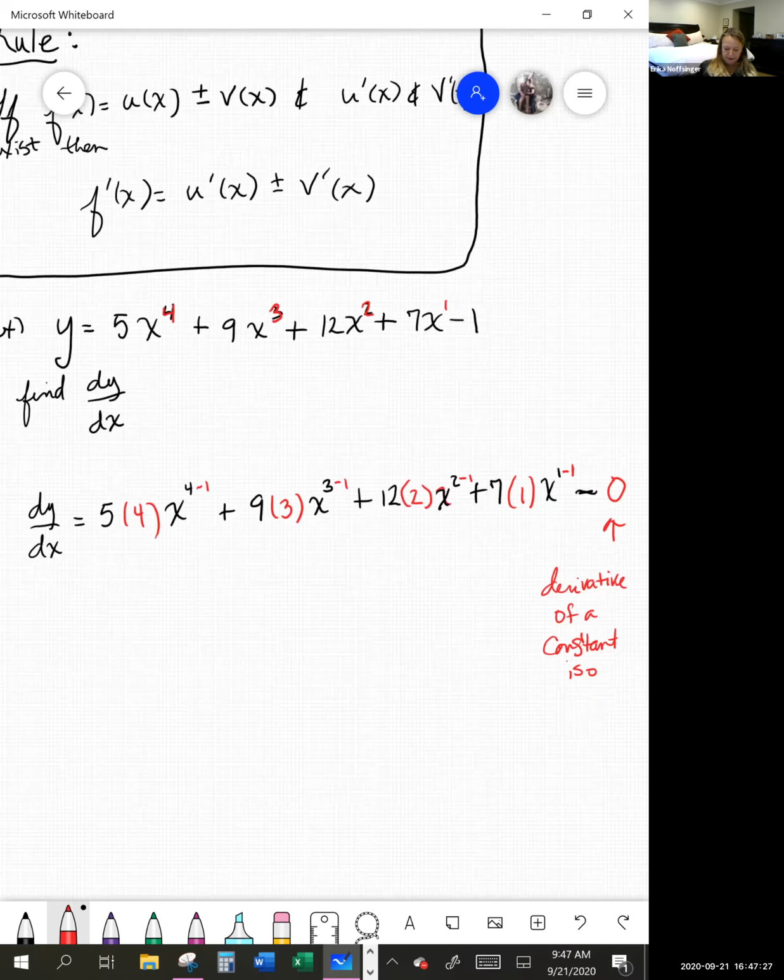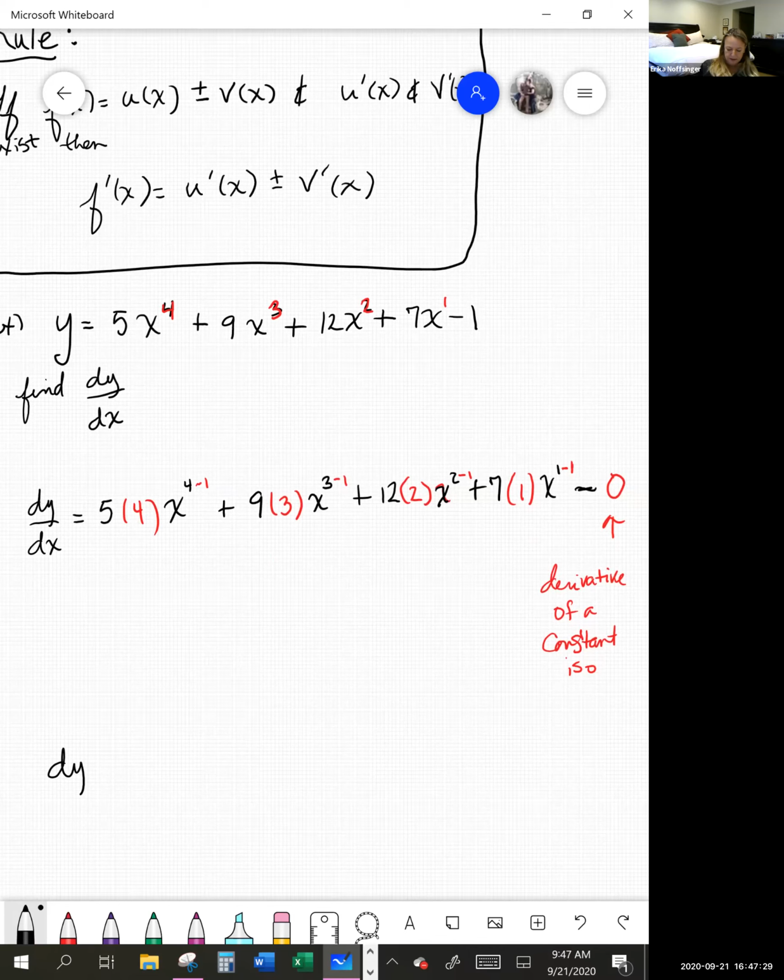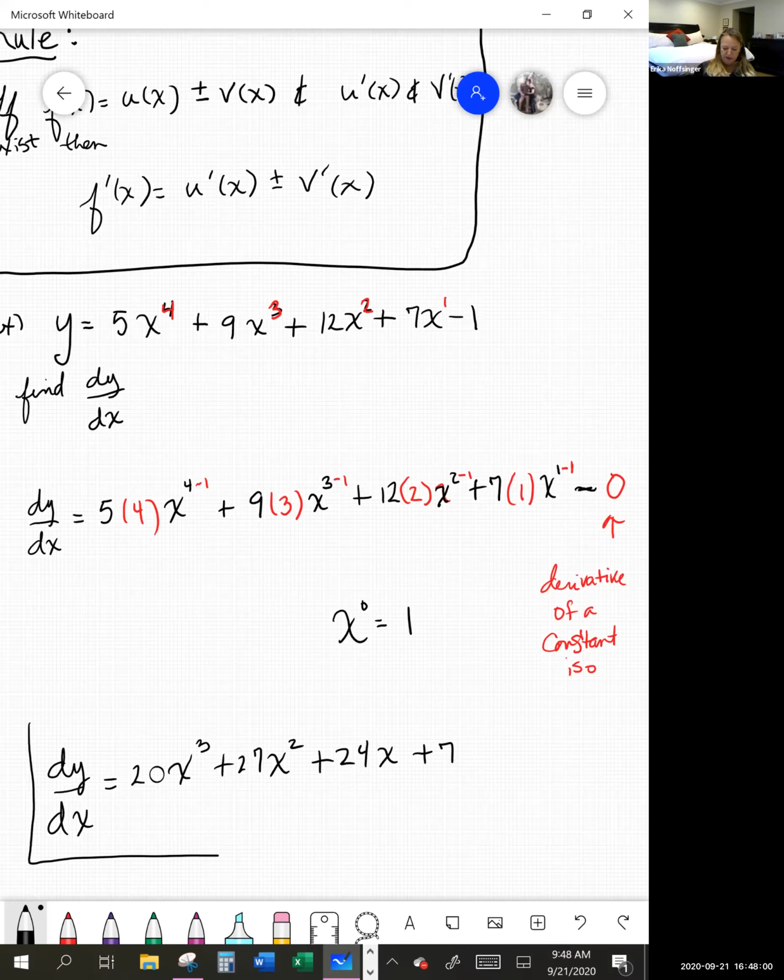So we can clean it up a little bit. dy dx is equal to 20x cubed plus 27x squared plus 24x plus 7. And remember, x to the 0 power is just 1. So this is 7 times 1, which is just 7. Okay, so we found the derivative of y with respect to x.